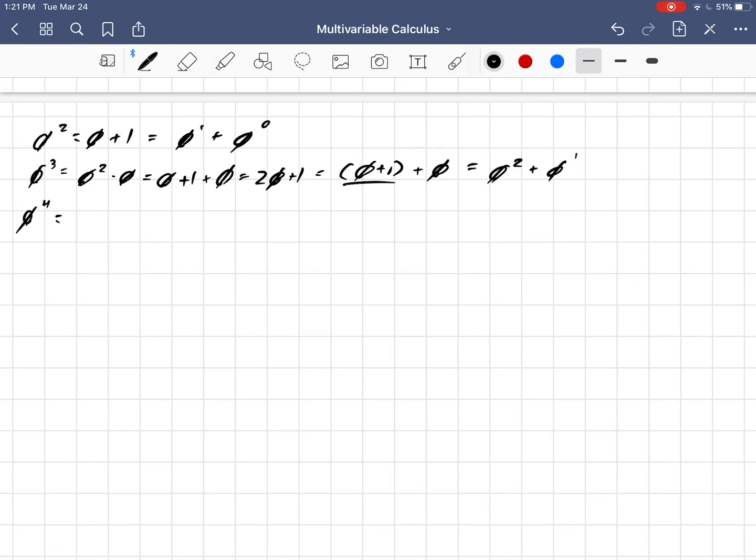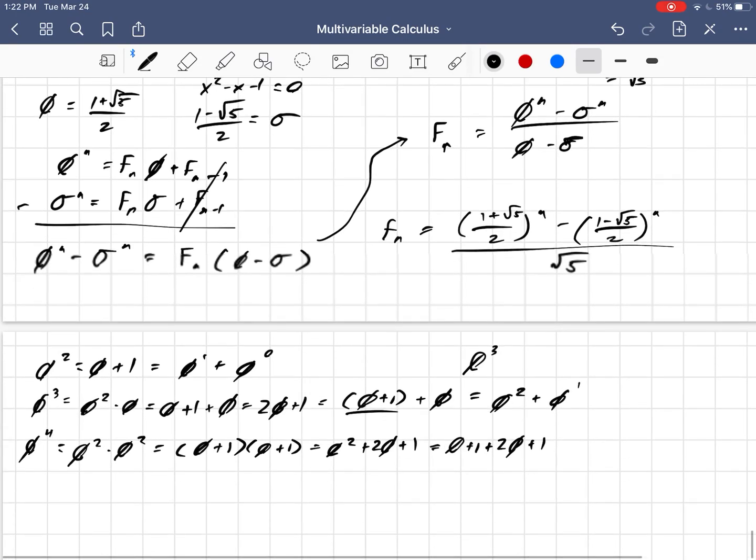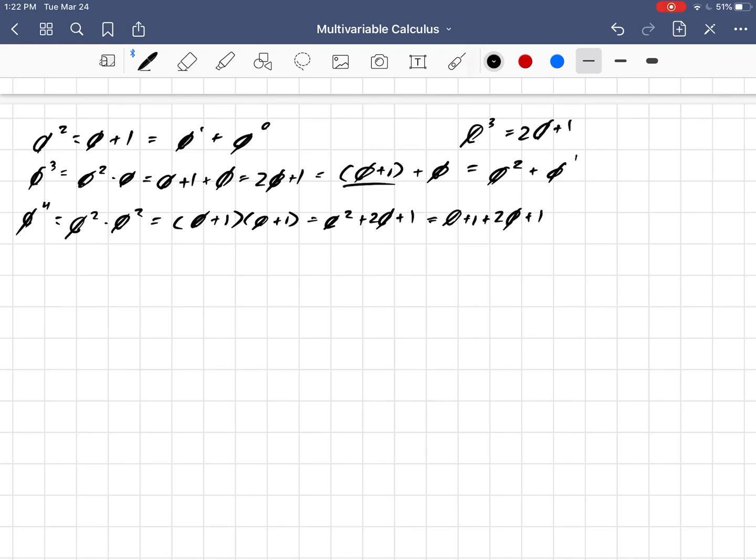So let's do it for phi to the fourth. Phi to the fourth is, I'm going to break it up as phi squared times phi squared, which is phi plus 1 times phi plus 1. So that's phi squared plus 2 phi plus 1, which is phi plus 1 plus 2 phi plus 1. And if you recall from before, phi cubed, we showed up here, was the same thing as 2 phi plus 1. So this here is phi cubed, and this here is phi squared. So phi cubed plus phi squared.